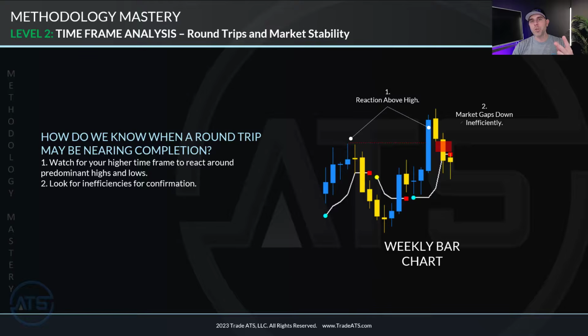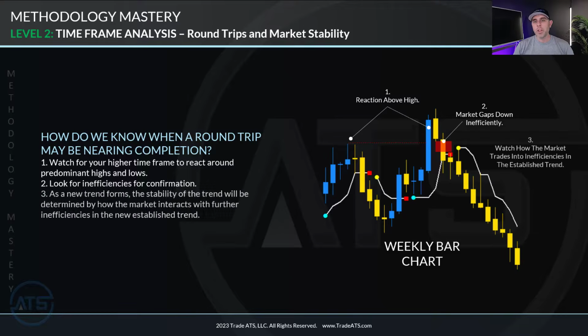Step number 2, you want to look for the resulting inefficiency showing that the market reversal is really picking up steam. And step number 3, you're going to want to trade that trend reversal at some point. So you need to keep in mind that as the new trend forms, the stability of the new trend will be determined by how the market interacts with further inefficiencies in that new established trend.